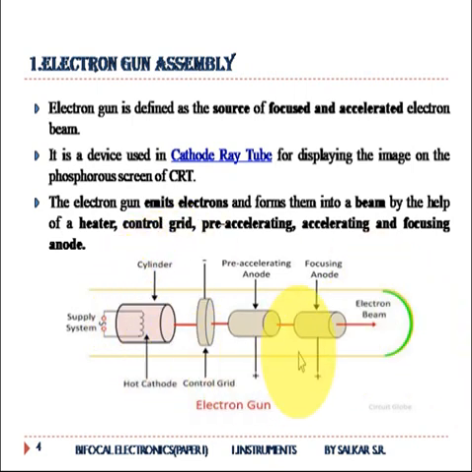So this is how the electron gun is. Why is the name electron gun? Because this assembly or this part of the CRT generates the electrons in a straight line, in a focused manner. Like a gun, the electrons are focused in a straight line and they fall on the screen of the CRO. That is why it is called the electron gun assembly. So this is the first part of the CRT.